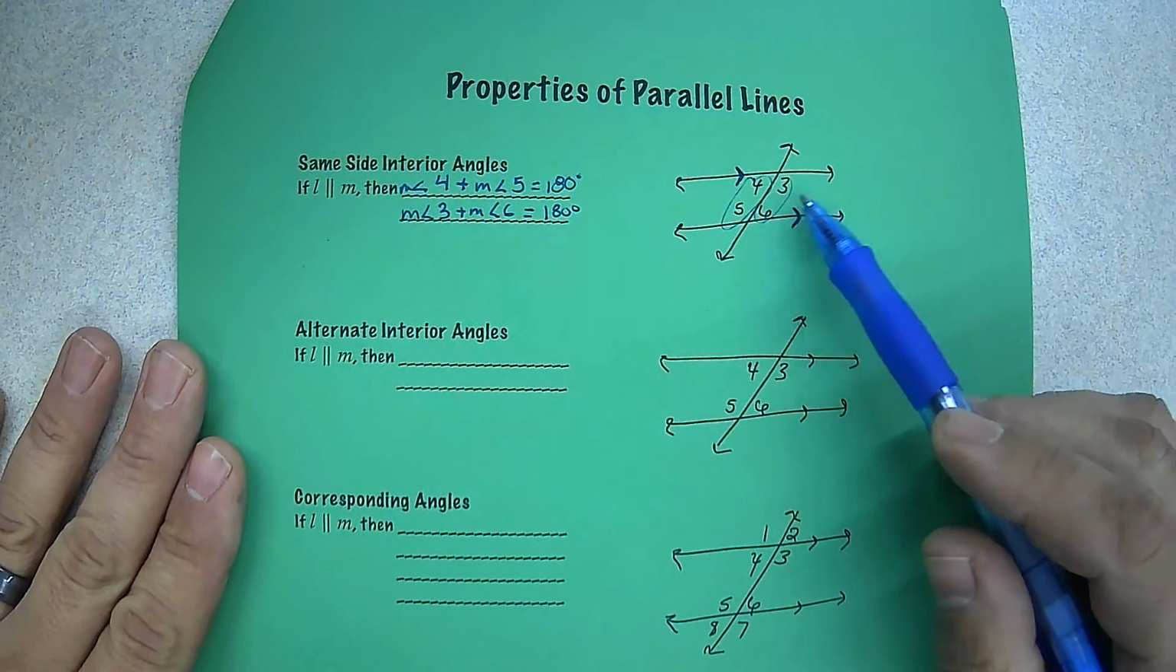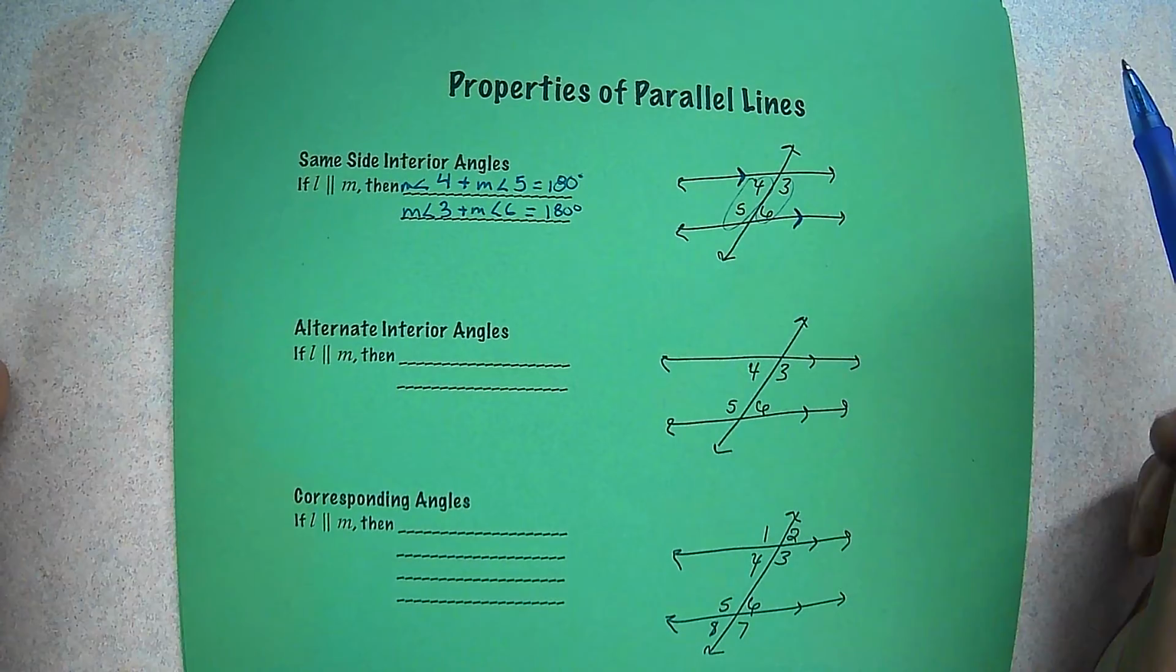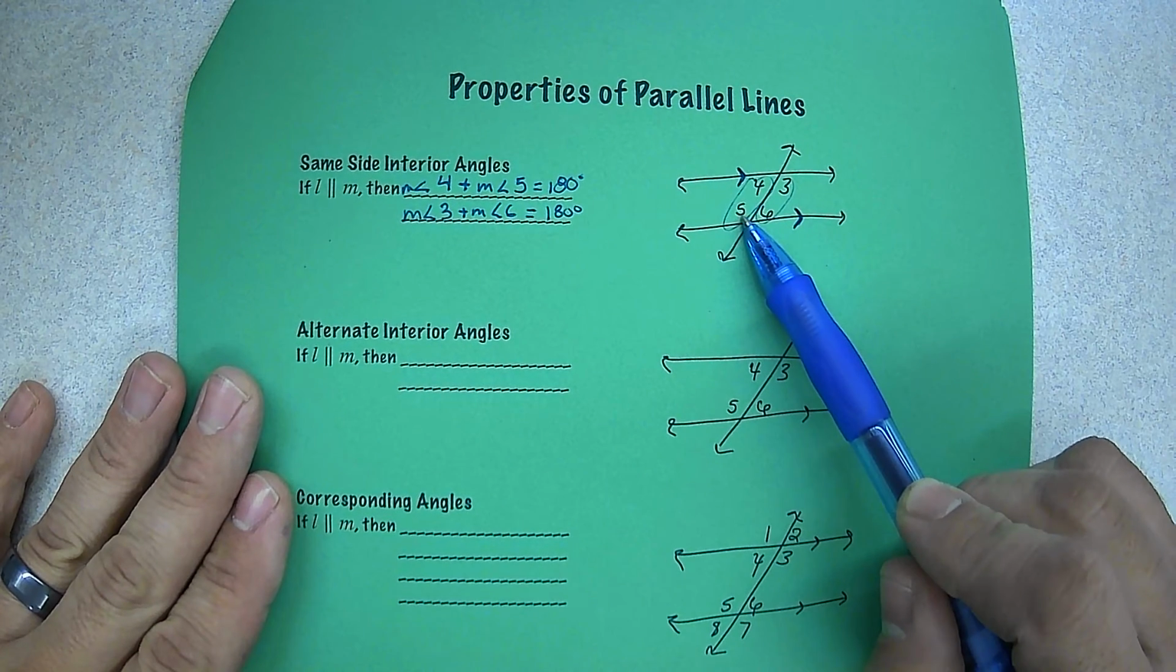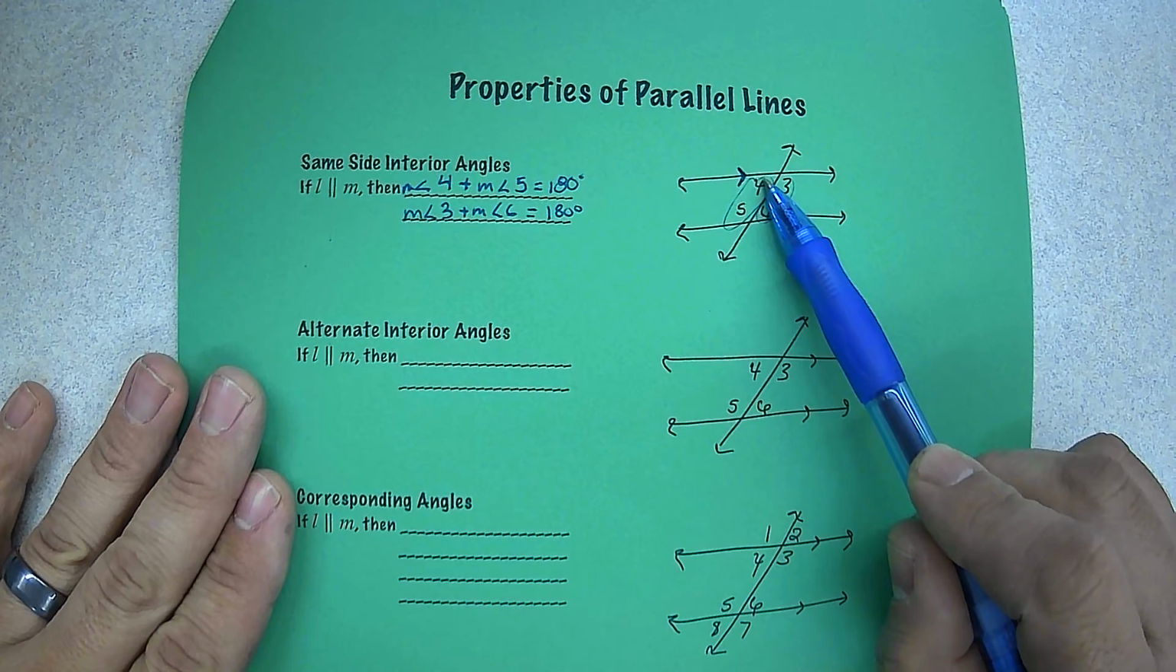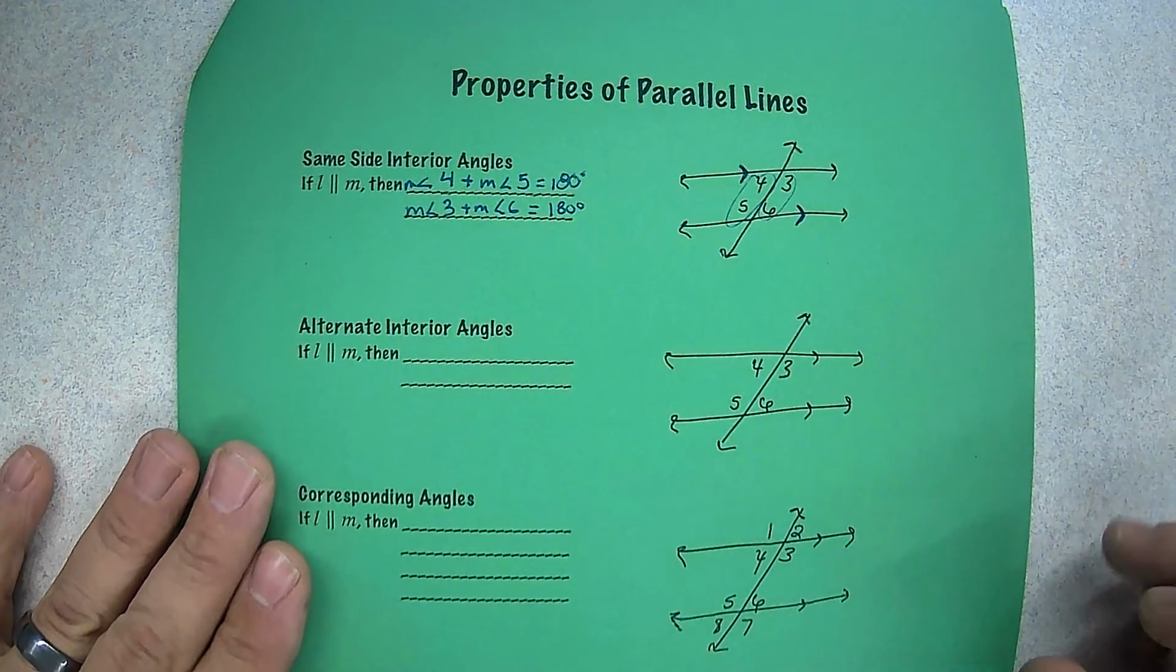That's one relationship that we're going to look at. It means that if I know angle 5, I can figure out angle 4 because I know that those two have to add up to 180 degrees.